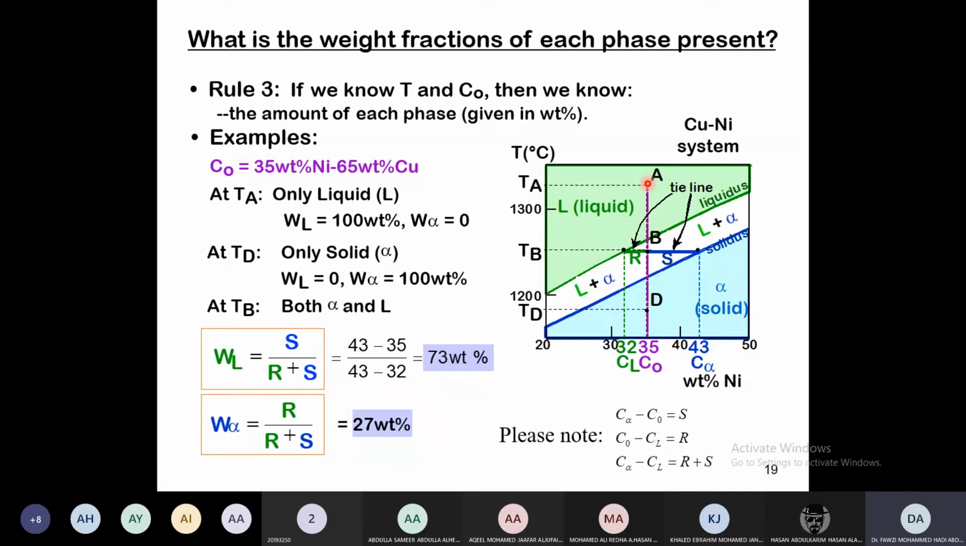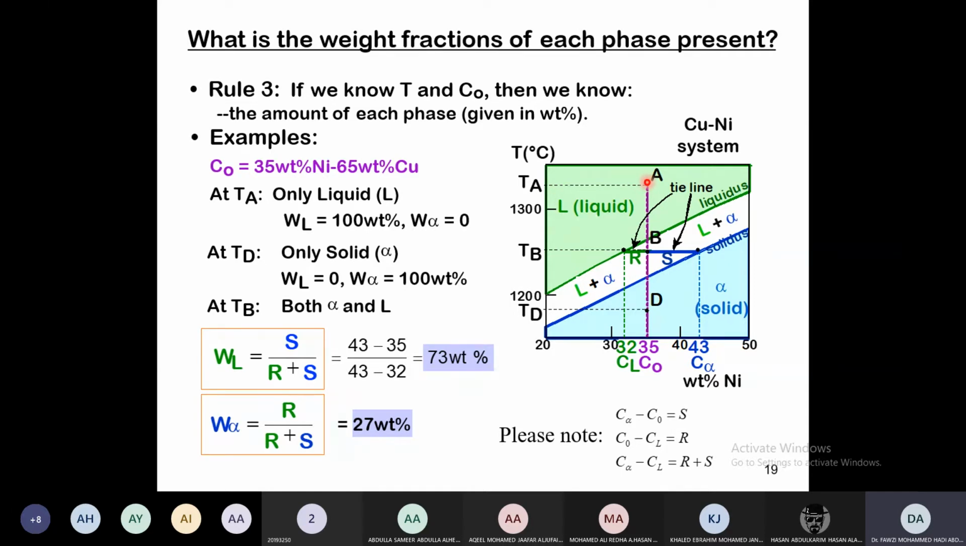We locate ourselves again, to go through all the aspects now. How many phases do we have? We have one phase. What is that phase? It is a liquid solution. What is the composition of that liquid? This is the point we are talking about. What is the composition of that liquid?